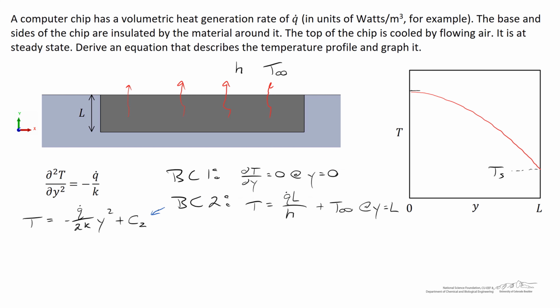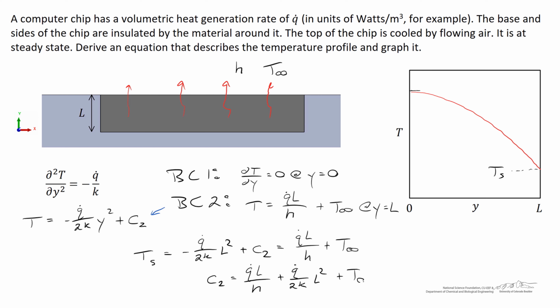So let's use that second boundary condition to solve for the second constant of integration. So we know that the temperature is equal to the temperature of the surface of the chip at Y equals L. So that's equal to negative Q dot over 2K L squared plus C2. And the temperature of the surface of the chip we defined by way of the energy balance, which was Q dot L over H plus T infinity. Solving for C2 now, we find that it's equal to Q dot L over H plus Q dot over 2K L squared plus T infinity. So making this substitution for C2 will give us a final function for the temperature profile.